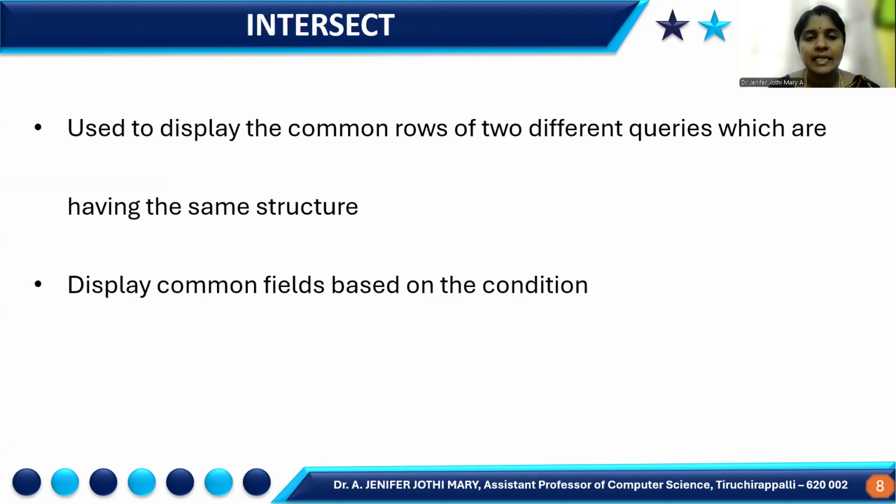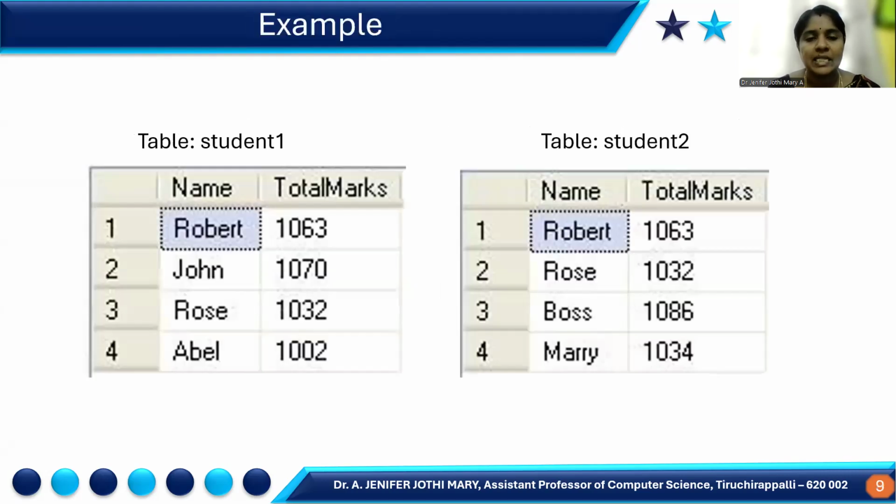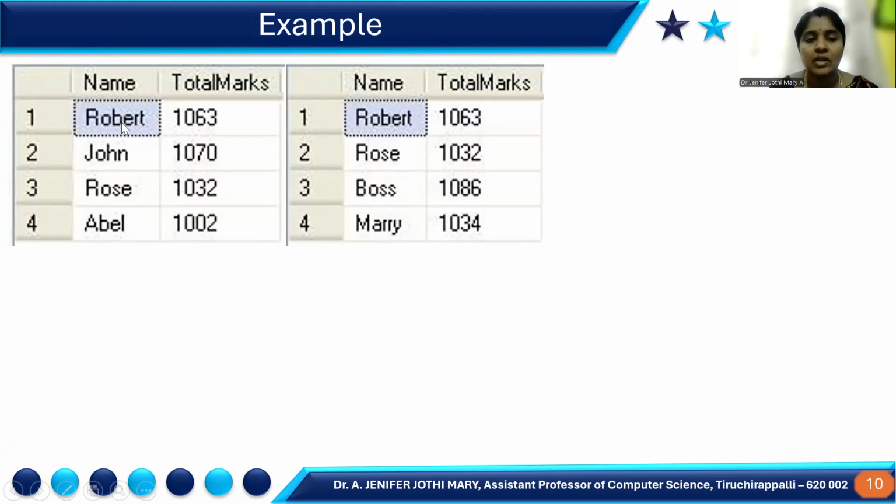Then next, intersect. This is used to display common rows of two different queries which again have the same structure. The common fields based on the condition can be displayed. Student 1 and student 2 are taken as an example. Here, the common records in these two tables are Robert and Rose.